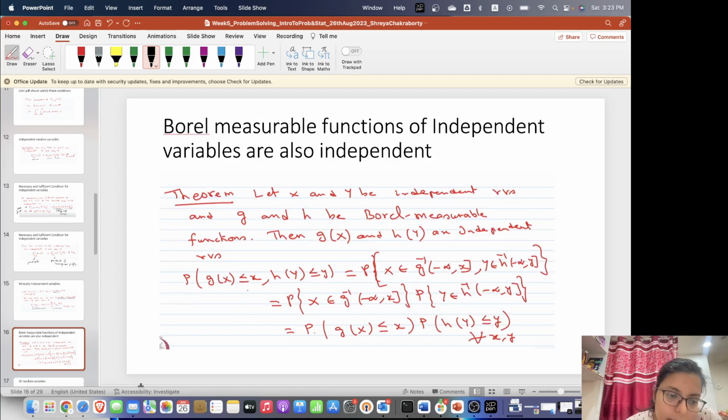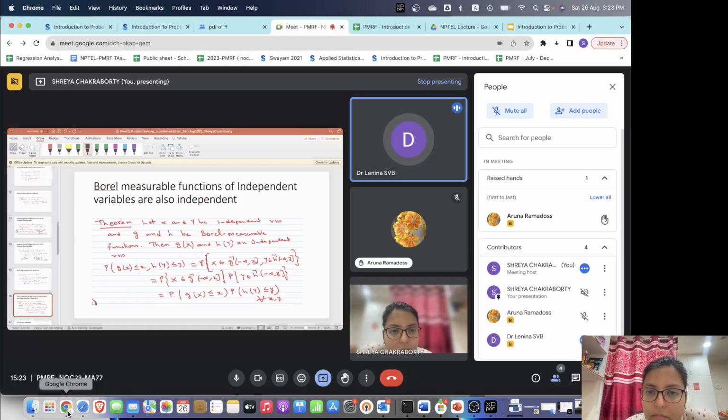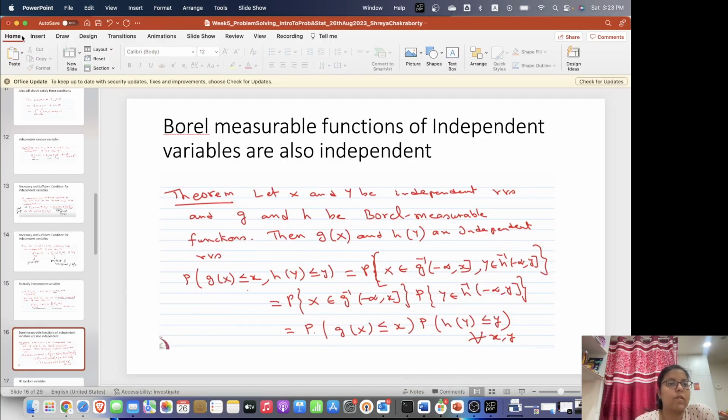Excuse me, ma'am. Yes. What is the difference between independent distribution and mutually exclusive distribution? Both seem to be the same.